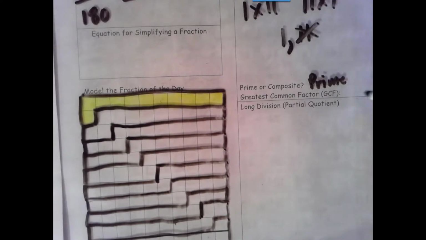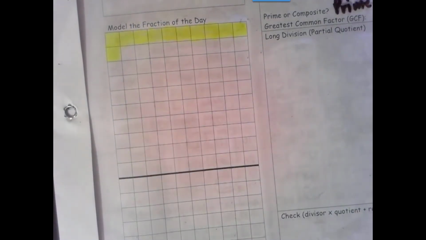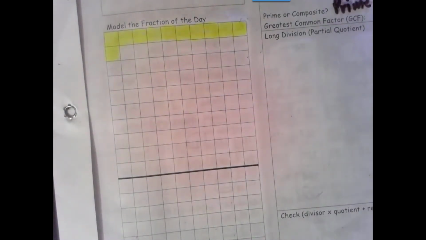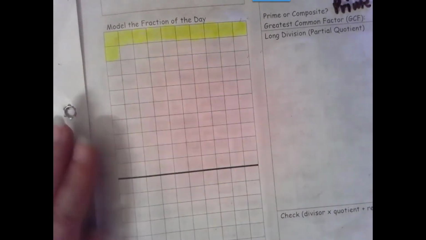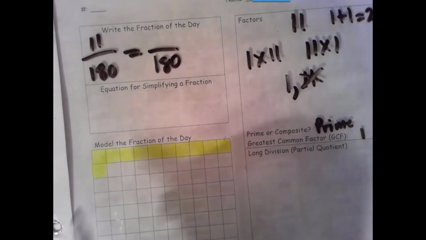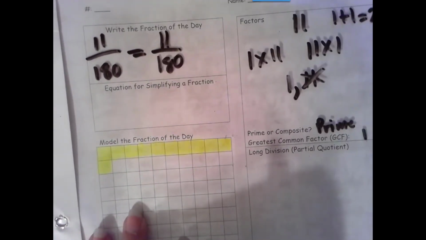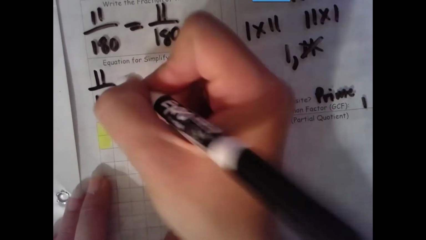That means our only common factor is 1. And that would be our greatest one. So let's go ahead and make our groups of 1, and we're done. We don't need to go back and put everything into a square because you can already see each square is going to be its own group. It's already done. So how many total groups of 1 do we have? Well, we have a total of 180 squares, so we have a total of 180 groups. How many of those groups of 1 are shaded in? 11. So that is the simplest form, but we're going to prove it with our long division.